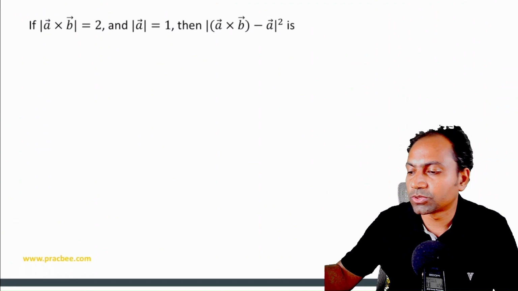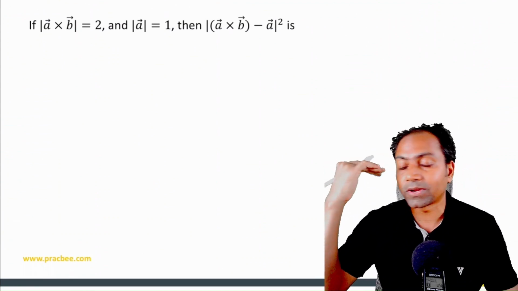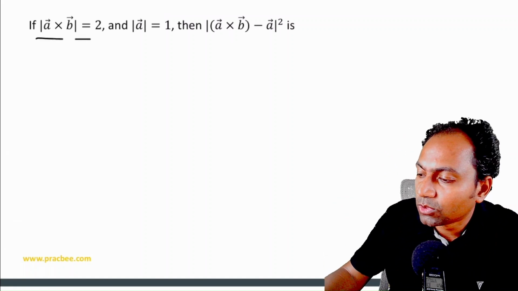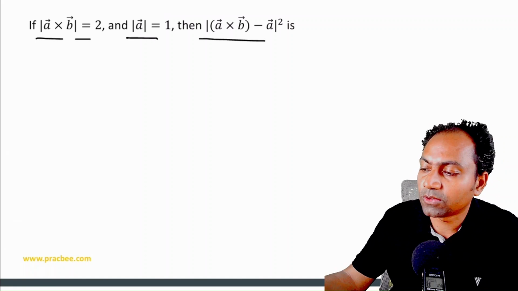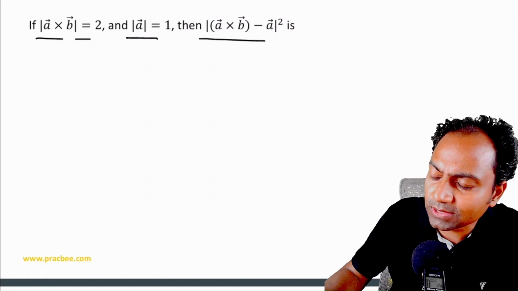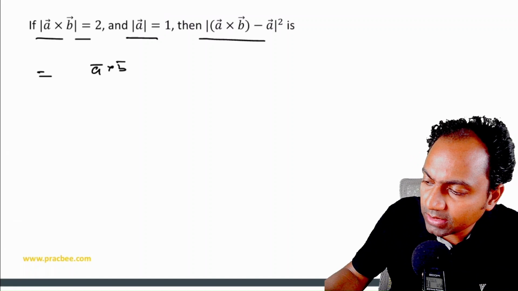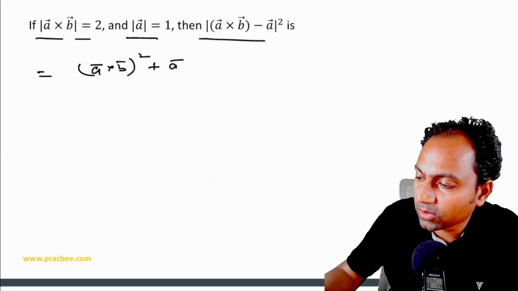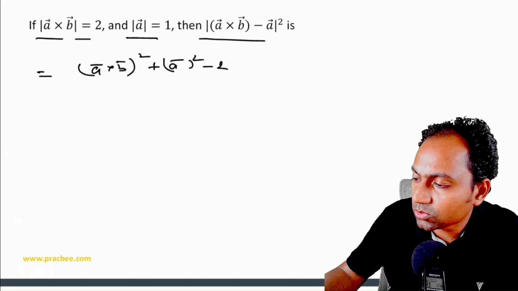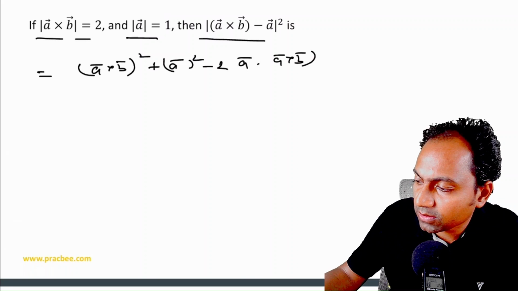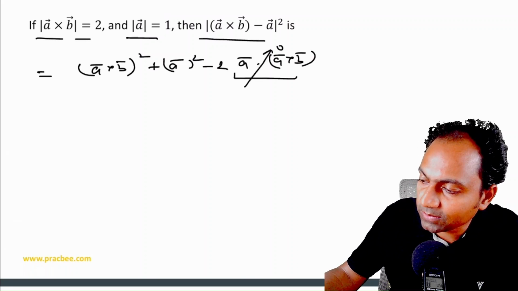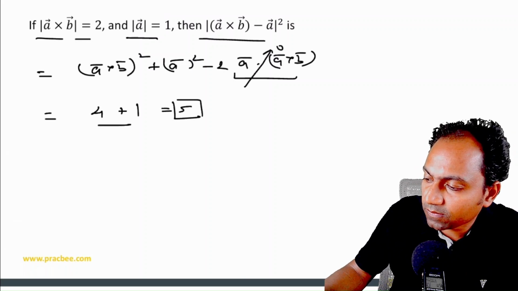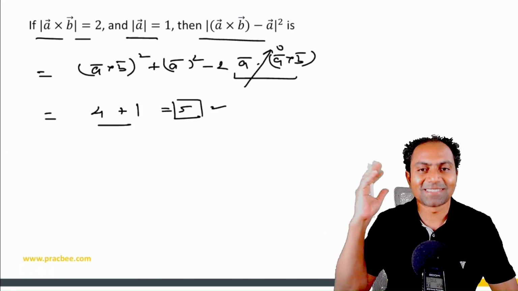Now if I move to the next question, this next question talks about vectors. In this vector question, what they are saying is a vector cross b vector is equal to 2, mod of a is equal to 1. We have to find the value of this part. If I open this up, and this is an extremely simple question, it is a vector cross b vector whole square. Whole square means mod of that whole square plus mod of a whole square, minus 2 times a vector dot a vector cross b vector. Now see, these are two perpendicular vectors, so this part becomes 0. Now this will become nothing but 4, this will become nothing but 1. So the answer comes out to be 5. Extremely simple question. We can get the answer in 30 seconds.